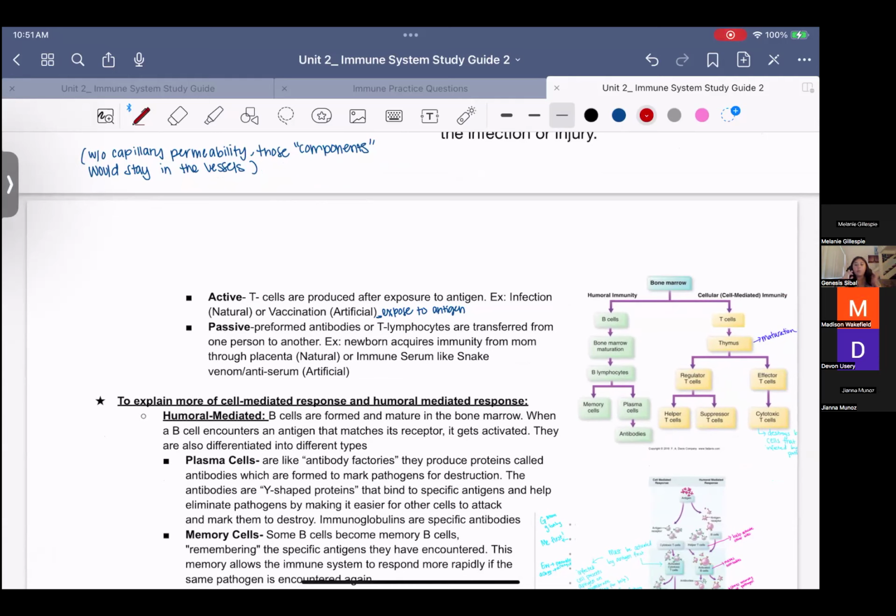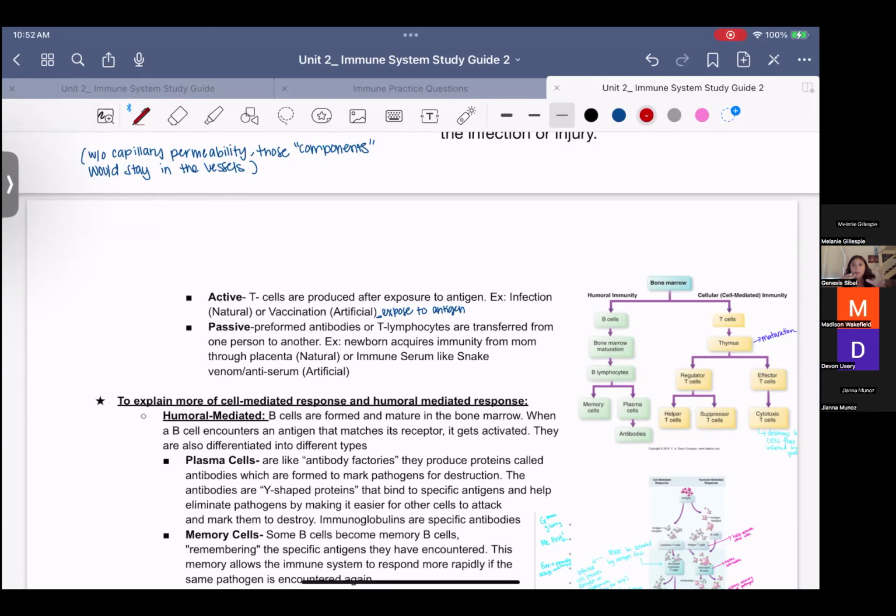So passive meaning we're passing something, some type of antigen or antibody. An example she gives you is a newborn acquiring immunity from mom through the placenta. I remember her asking a question about this because it does get confusing. So this is a natural and a passive thing. Just think about it as a newborn acquires immunity through the placenta because it's passed. So it's a natural part, but it's also passive.